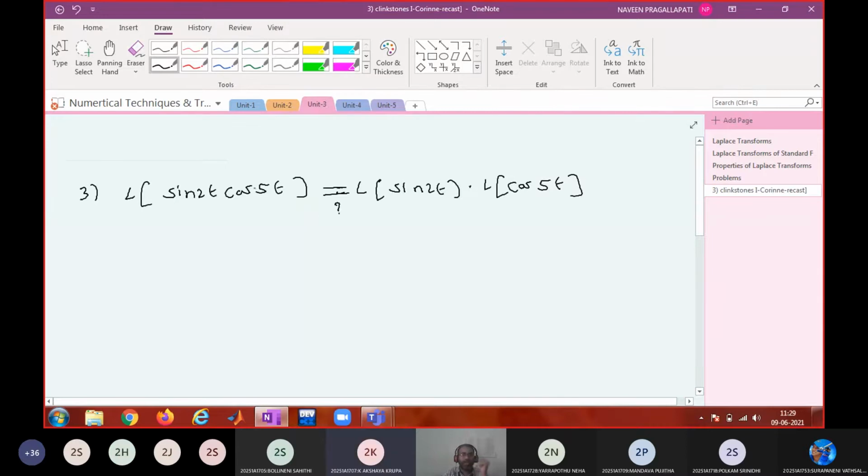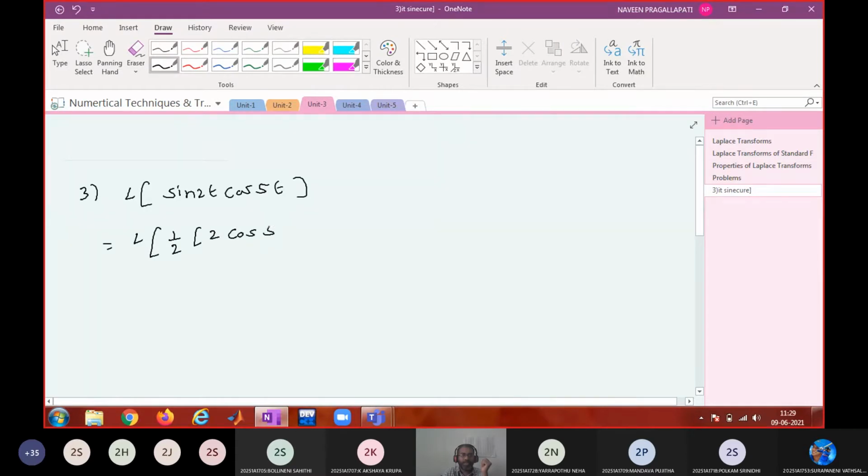No, sir. Because we have Laplace of sum equal to sum of Laplace. We don't have Laplace of product equal to product of Laplace. So this way of writing is incorrect. Many students make this mistake. So what you have to do is multiply and divide with 2, so 2 cos 5t sine 2t. Can I write like this?